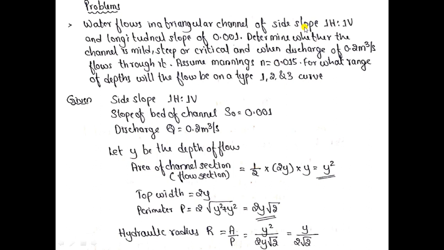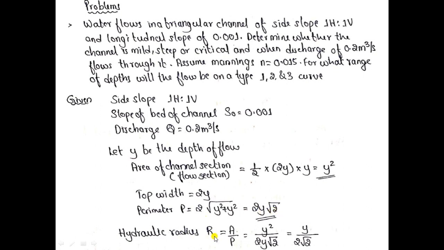So since the side slope is 1 horizontal to 1 vertical, the top width of the free water surface will be 2y. So half into 2y into the depth of flow y. If we simplify, we will get the area of flow section as y square. Likewise, the perimeter P will be, since there are two sloping sides, 2 into square root of y square plus y square. If we simplify, it is 2y root 2.